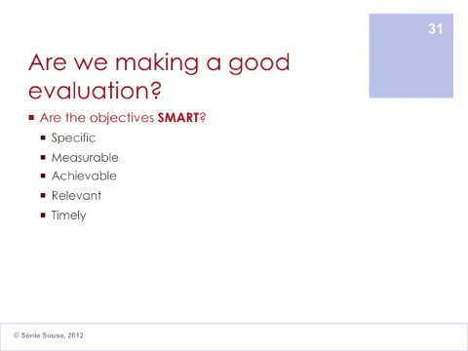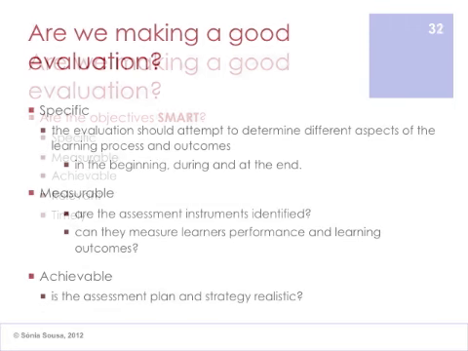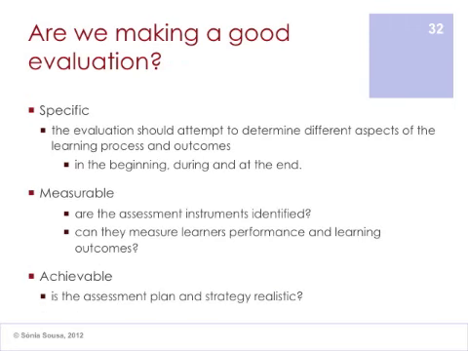Now, how do we know we are making a good evaluation? The first question is, are the objectives of that evaluation SMART? SMART means specific, measurable, achievable, relevant, and timely. By specific, we mean that the evaluation should attempt to determine different aspects of the learning process and outcomes. By measurable, we mean that we need to answer the question: are the assessment instruments identified? Can they measure learners' performance and learning outcomes?